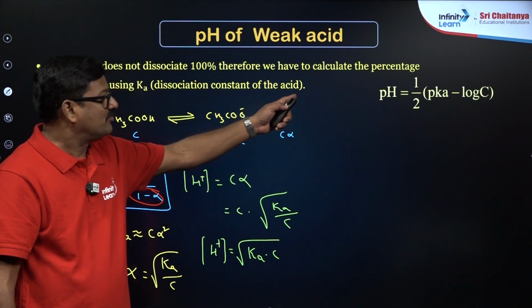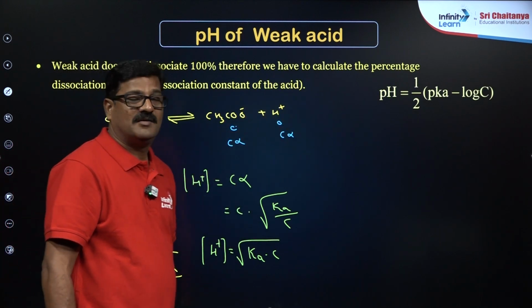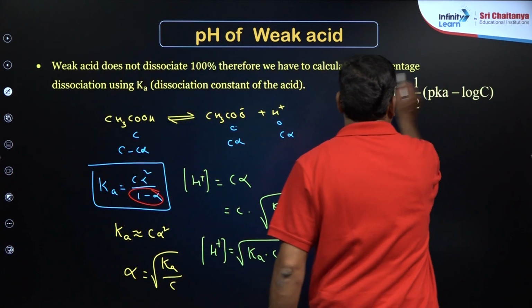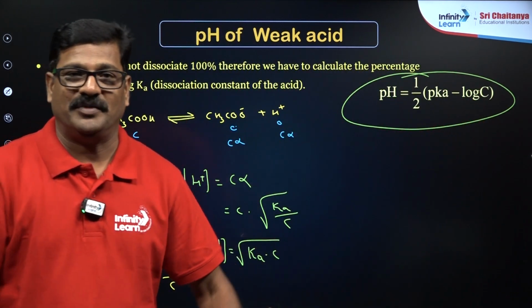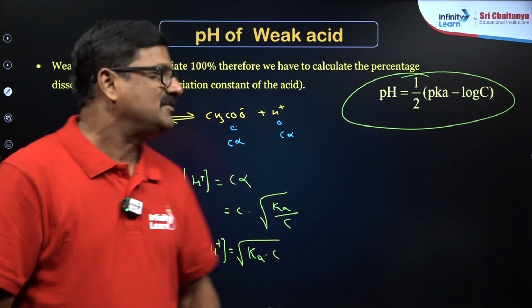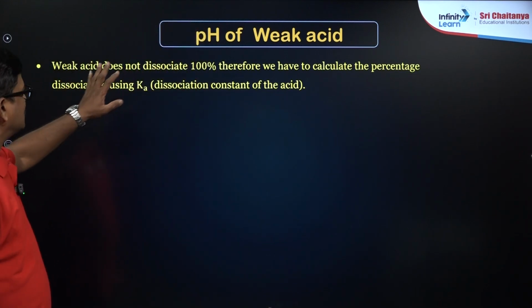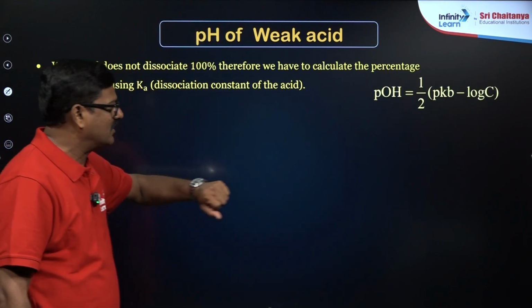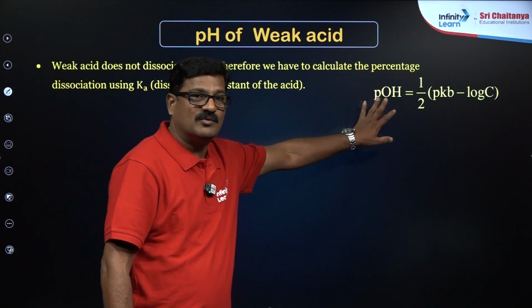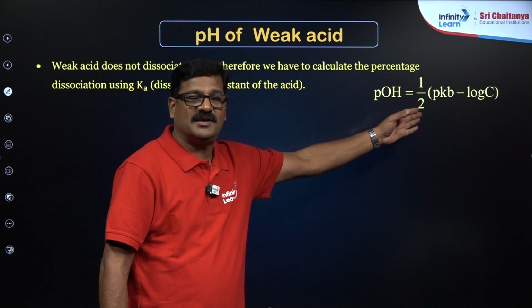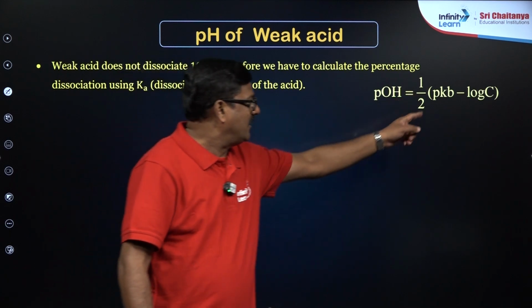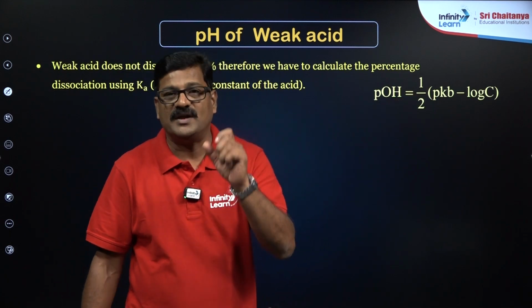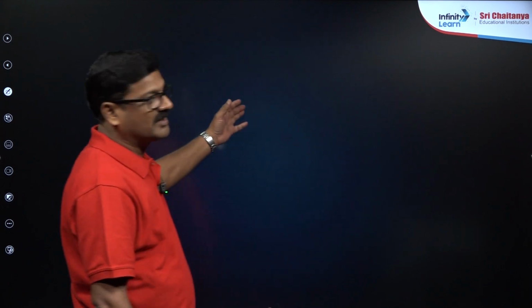I just want to say pH is equal to half of pKa minus log C. This is a powerful formula with which you can directly calculate the pH of a weak acid. Similarly, for weak bases, pOH is equal to half of pKb minus log C. C stands for concentration and Kb stands for the base dissociation constant. From there you can calculate pH by subtracting from 14.